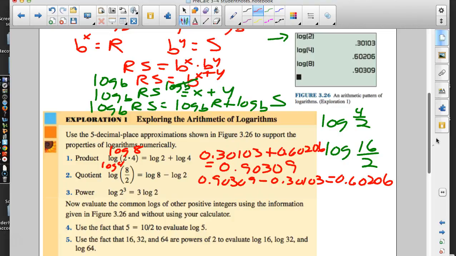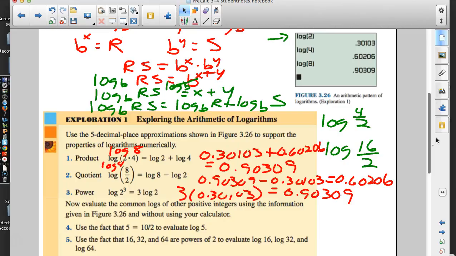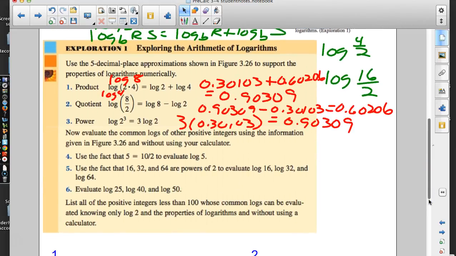Power property. Logarithm of 2 to the third. I already kind of touched on that with my 2 squared over there. This is a power. We bring it out front and we would multiply. So we could take 3 times 0.30103, and again, we would not be shocked that that equals the logarithm of 8. 0.90309.